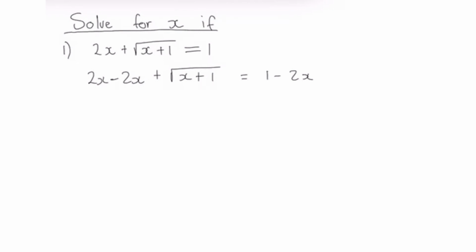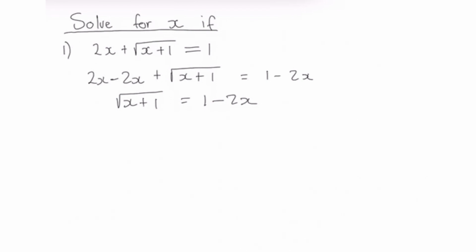Or you can simply say you are taking this to the other side. Since the sign was positive, it will become negative on the other side. You can do that as well. It's still fine. Now, after doing this, clearing that 2x gives 0. We are satisfied with the progress because what we want is the square root of x plus 1 alone, and that will be equal to 1 minus 2x, because this one here just tends to 0.